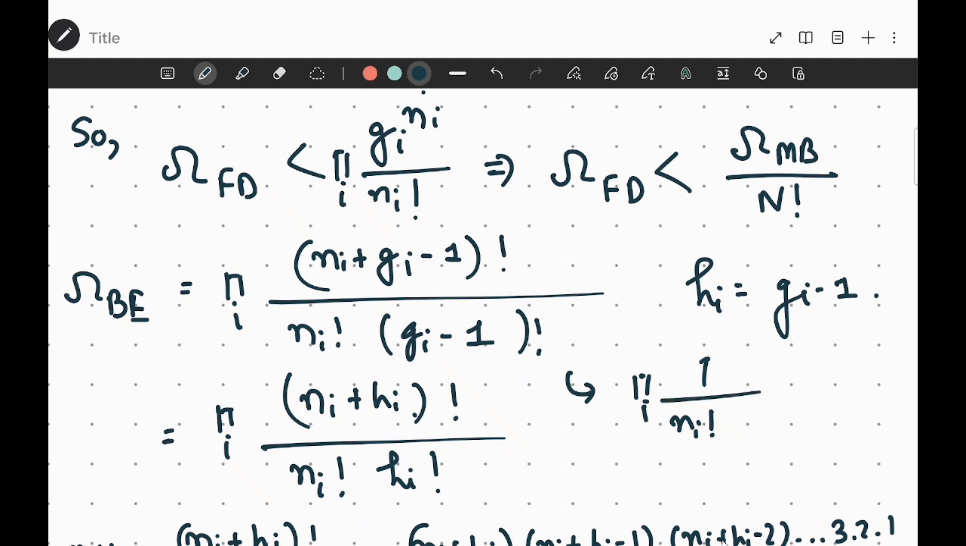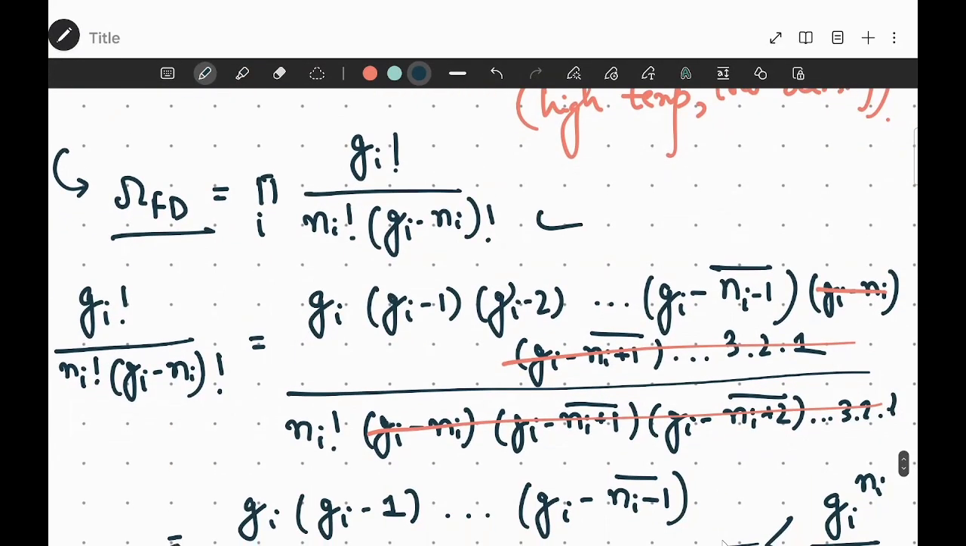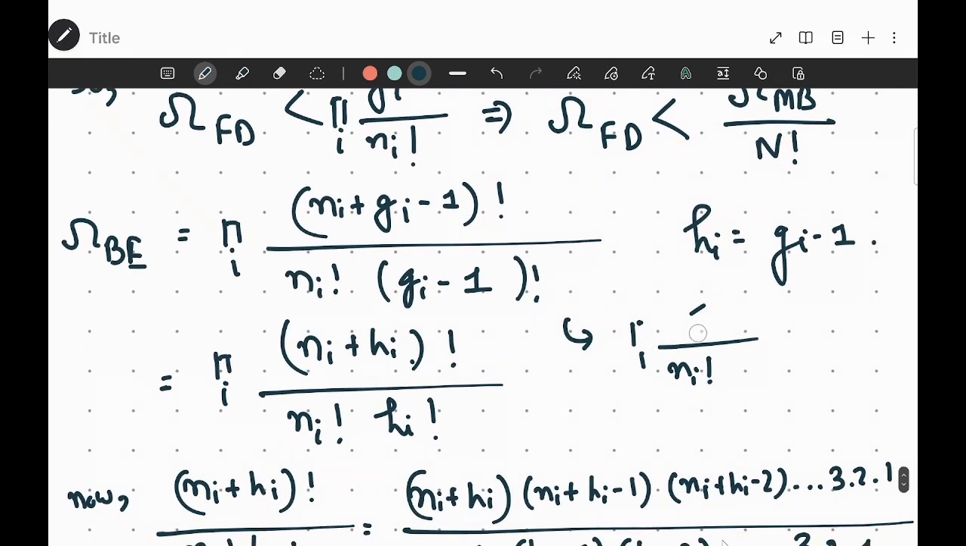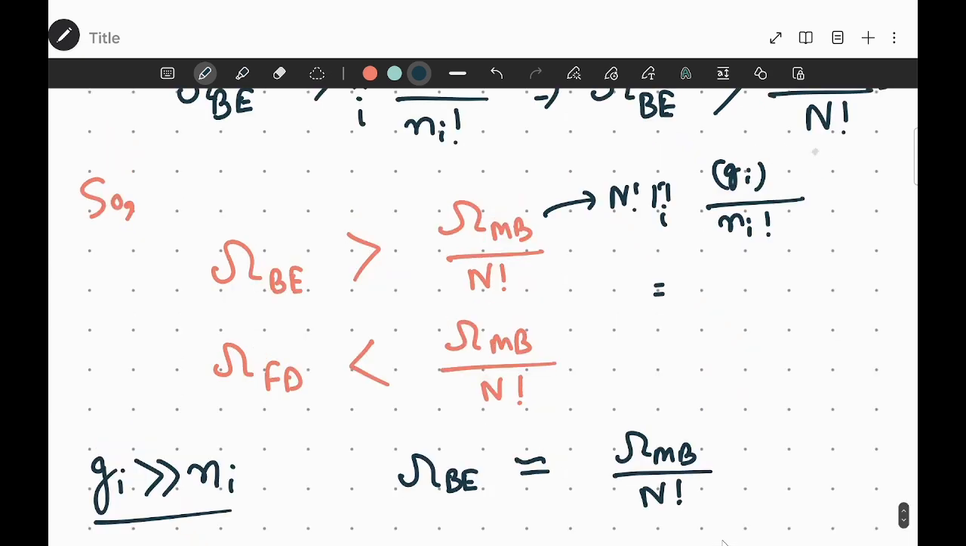After putting it in Fermi-Dirac, it will also be 1 by Ni factorial. Yes. Now Maxwell-Boltzmann. What is the Maxwell-Boltzmann? It is n factorial divided by Gi to the power Ni, divided by Ni factorial. So this is Gi to the power Ni.